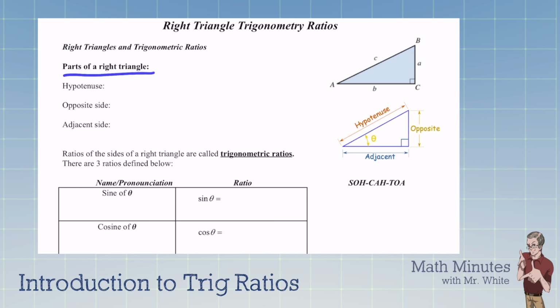Parts of a right triangle. Now the hypotenuse you already know is the longest side, but where is it located on the diagram on the right? It is across from the 90-degree angle. Right? Across from the 90-degree angle is the hypotenuse C. So across from the 90-degree angle is always the hypotenuse.